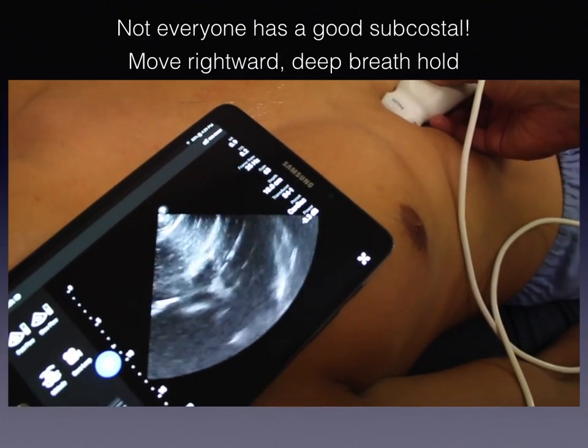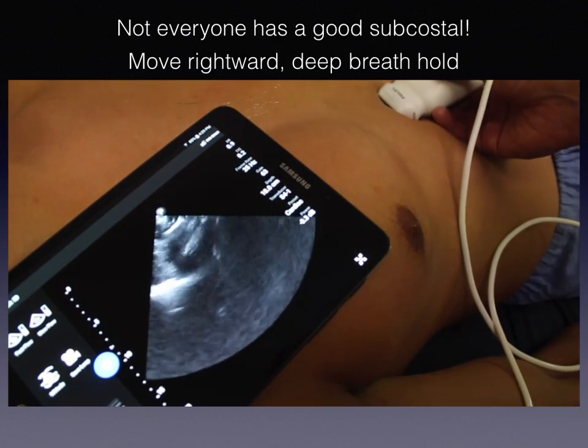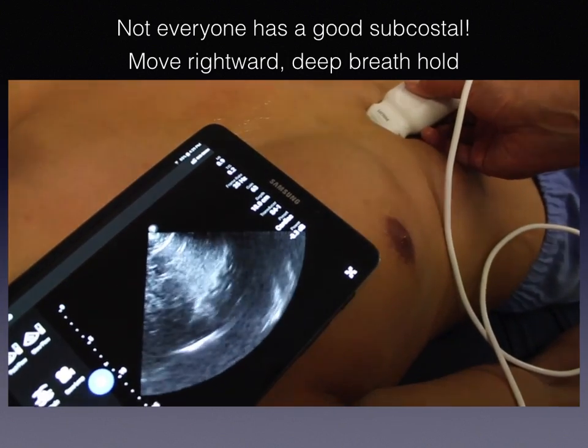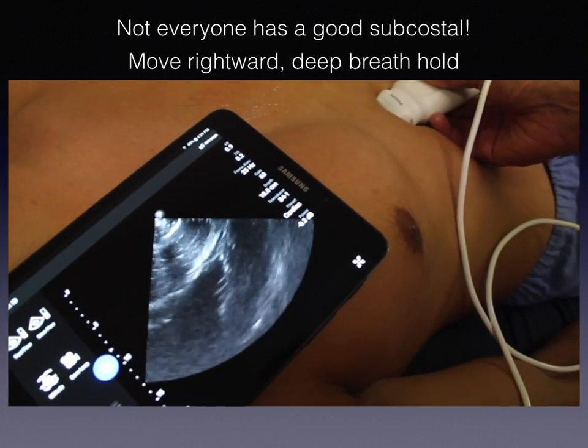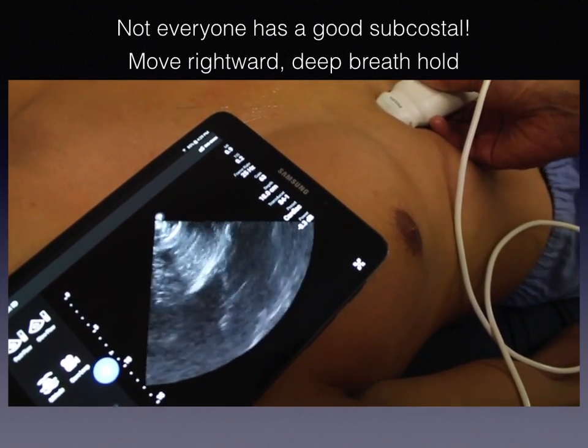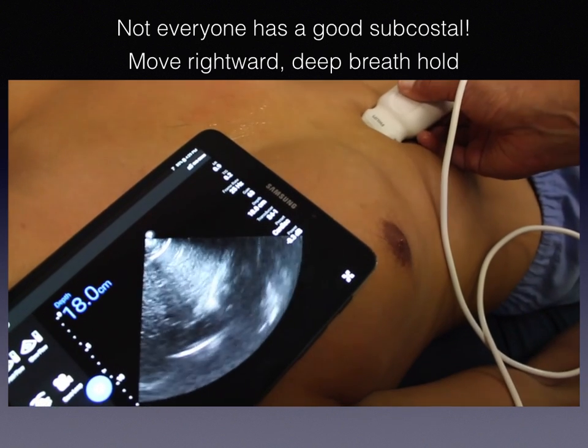Stay shallow, as you can see me working the probe underneath his rib cage here, and have the patient take a deep breath. If you have the patient take a deep breath, the heart will move south and hopefully get closer to your probe.